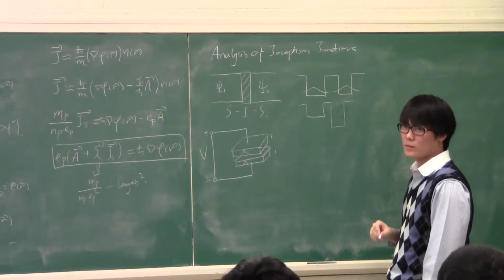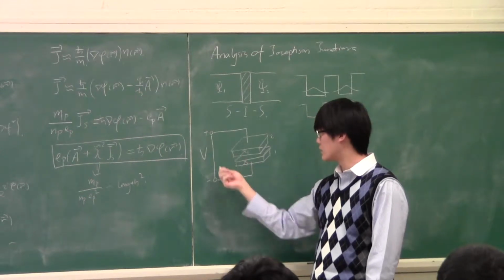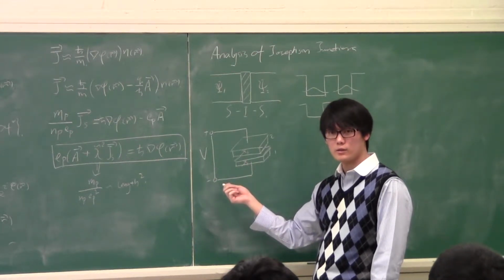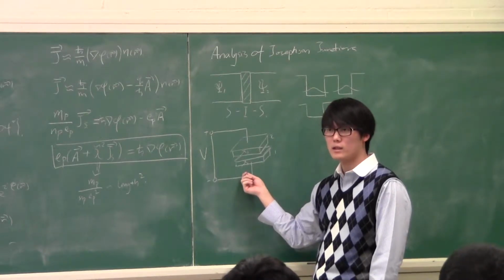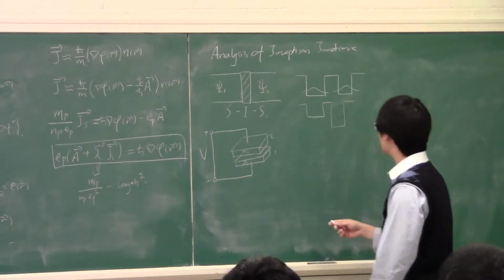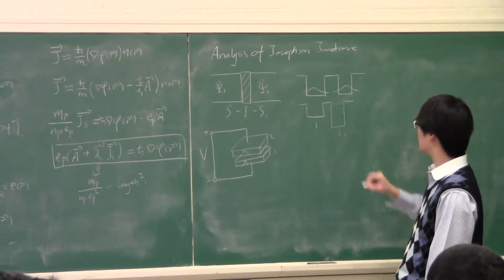Right? So now we should think, okay, if I apply a voltage like this, for the electron, which side has higher energy? This side, right? The minus side has higher energy for the electron. Okay. So we're going to say that this is well number 1, this is well number 2.